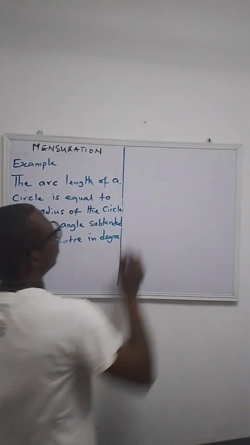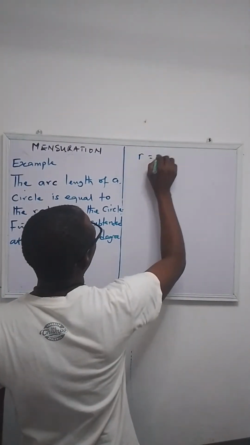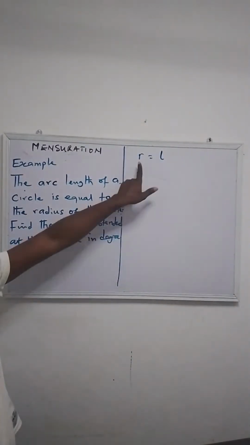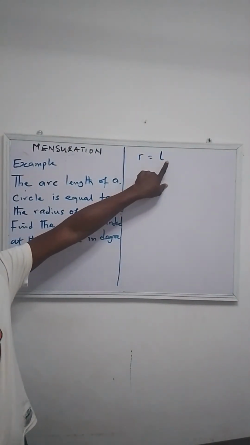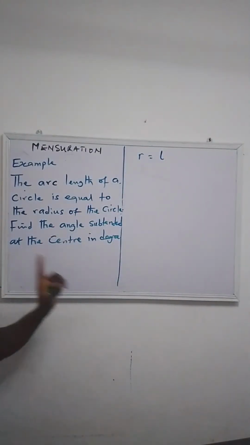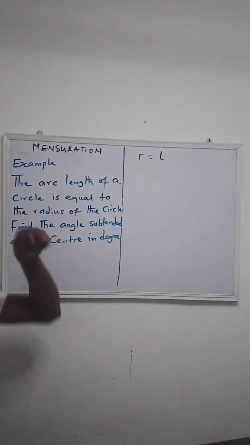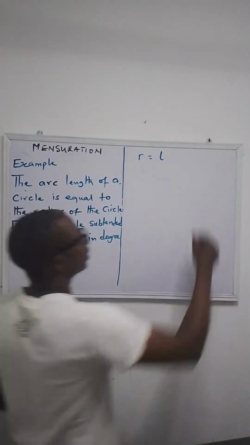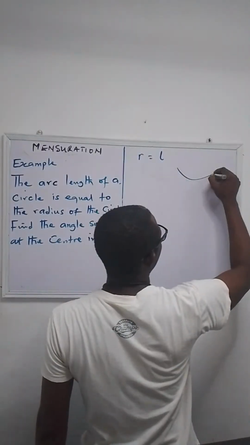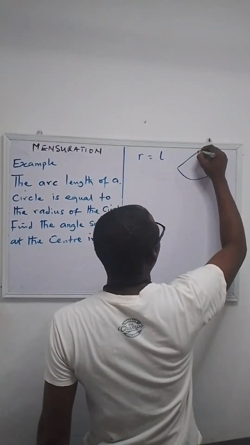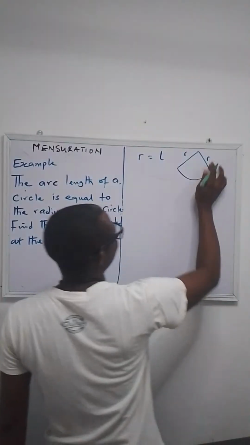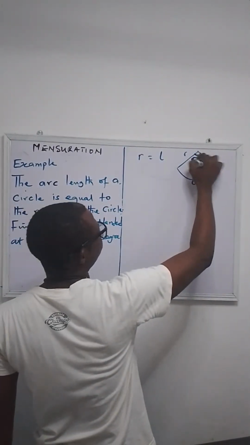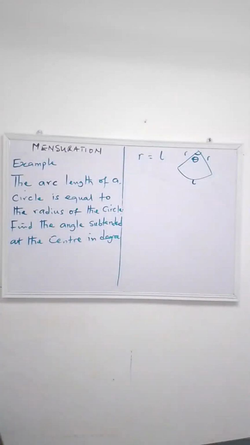We have a situation whereby the radius is equal to the length of arc. Do you understand? R is equal to length of arc. Now the question is, what is the angle subtended by this arc, AB? All right. So we have it this way. We have R. So this R is the same thing as L. So we want to get this angle subtended at the center of the circle.